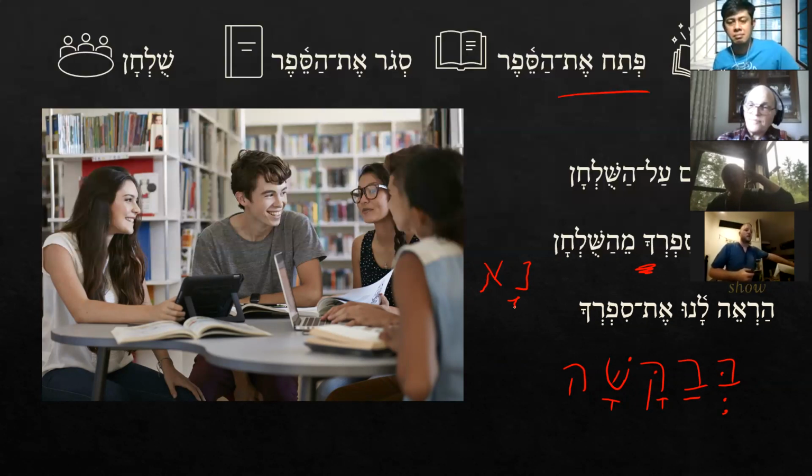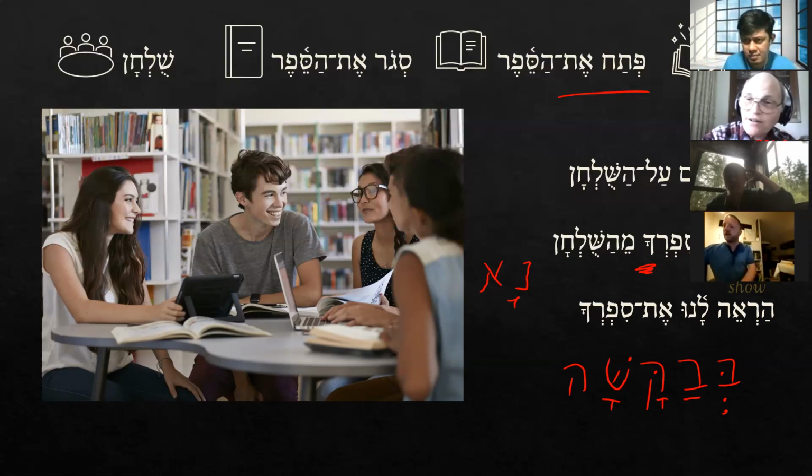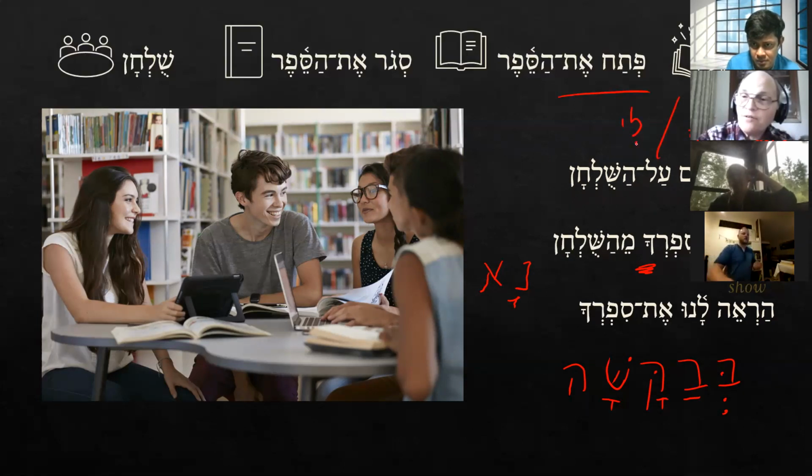John, yesh lecha sefer, do you have a book? Yesh lecha sefer? You've lost me. Do you have a book? Yes. Yesh lecha sefer? That's not the answer you want. So you say, yesh li sefer. Yesh, this is the existence. You see yesh? Yesh lecha means to you, and yesh li means to me. So yesh li sefer, I have a book.